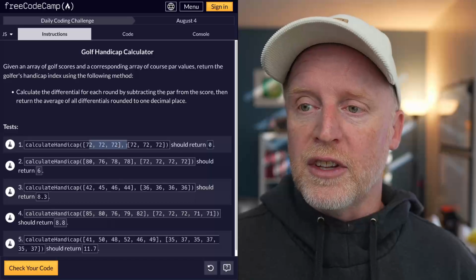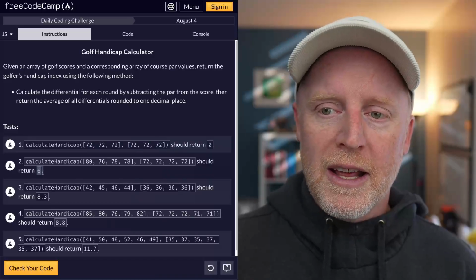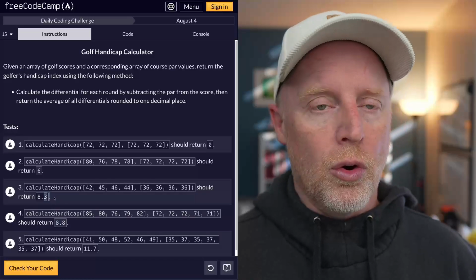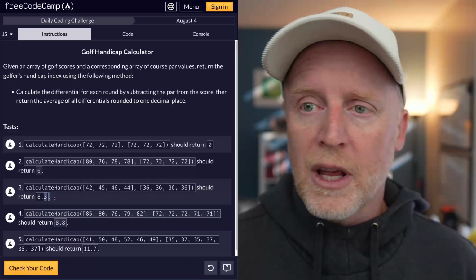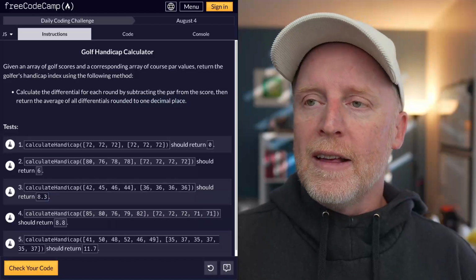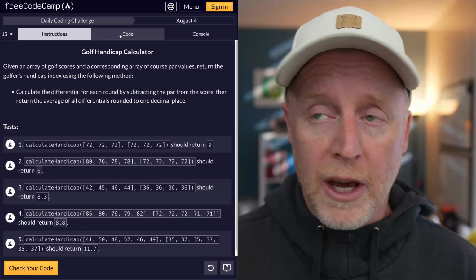In the first case, it's going to be 0 because it's all 72s here, all 72s here, but down below we will get a number, and where it's a decimal, it should only be one decimal place. At least that's the way that they want it, rounded to one decimal place. So getting into it, the first thing that we need to do is figure out those differences, okay?